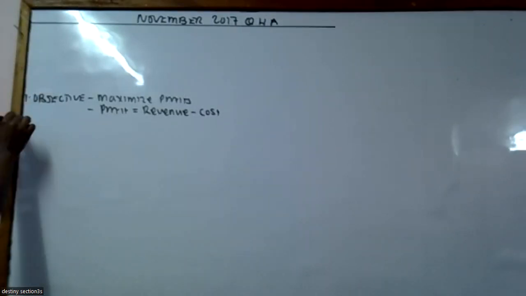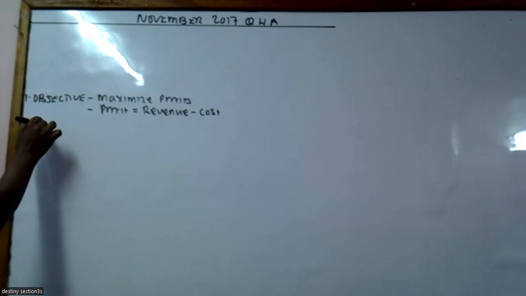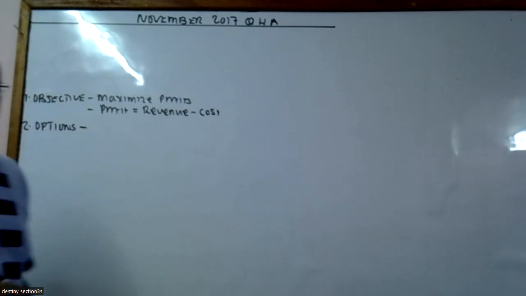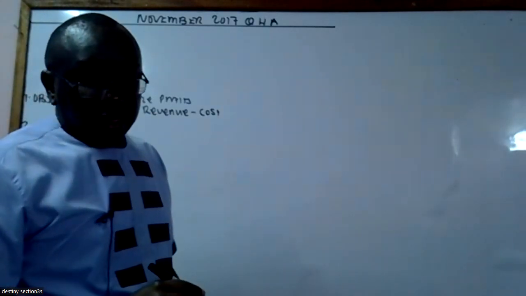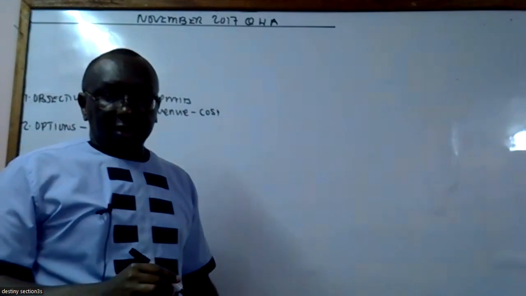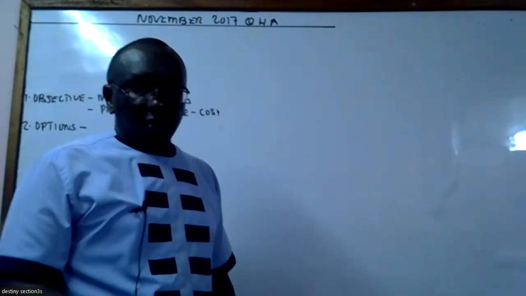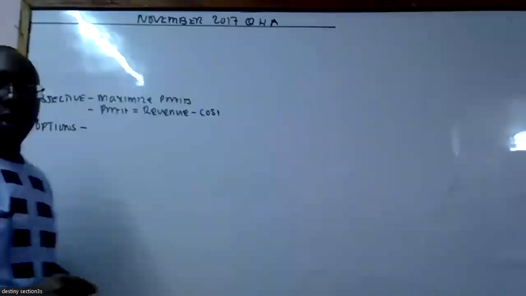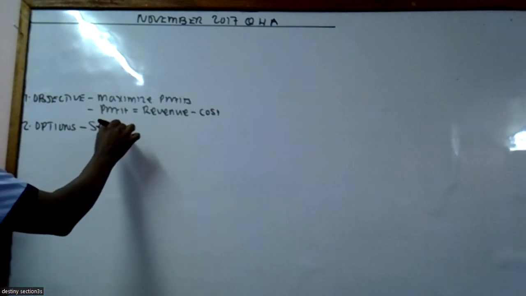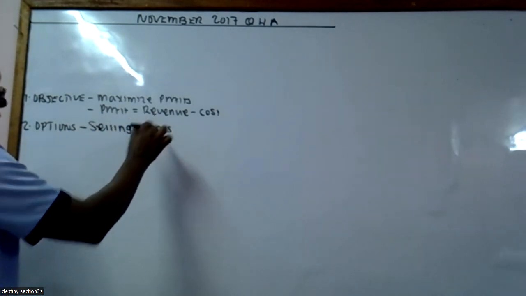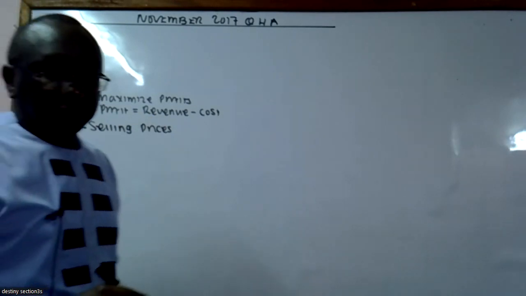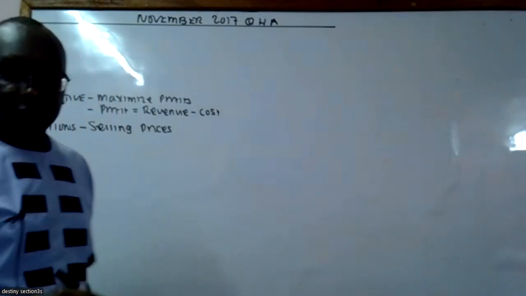The next thing that we need to identify is called options. Now, options, it is what is within control of the decision maker. What is within control of the decision maker in this case is simply the selling prices. And here we are considering the selling price of 300 and the selling price of 350.